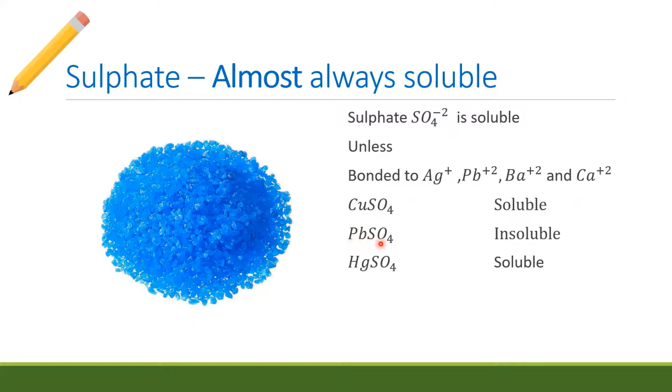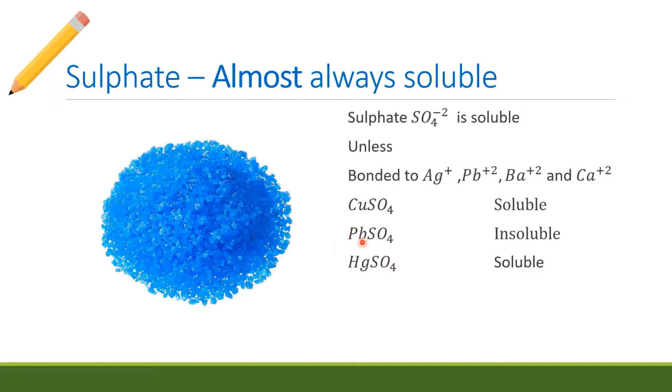Let's look at lead sulfate. Ooh, lead. Lead is probably on the banned list. Is it on the banned list? Yes, it's on the banned list. So therefore, this is insoluble. So if you add lead sulfate to water, it'll sink to the bottom and won't dissolve. What about mercury sulfate? Well, ooh, mercury. That's usually on the banned list. Let's check. But it's not. So therefore, mercury sulfate is soluble.